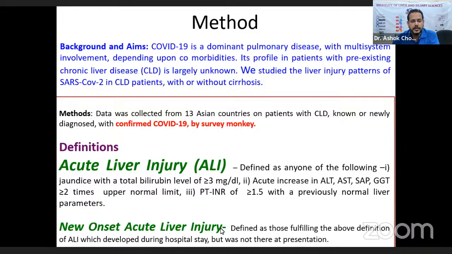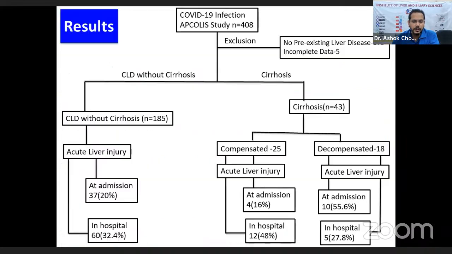New onset is defined as the above definition has been fulfilled, and this is when the baseline report is normal. That means at admission this report is normal. They develop a liver injury during the hospital stay. And when you go to the patient data, we have considered 185 with cirrhosis, who had about 20% liver injury at admission, and cumulatively they develop 32%. An additional 12% has developed in cirrhosis.